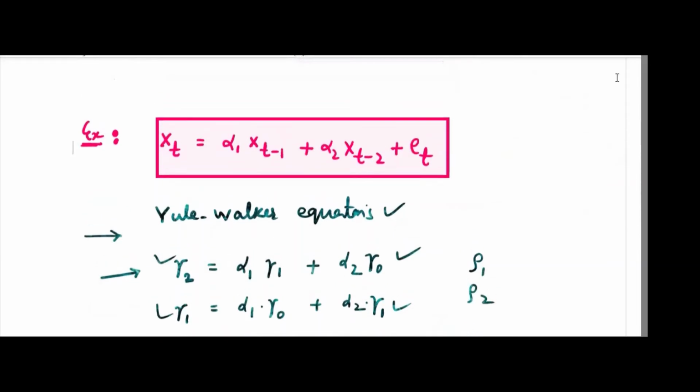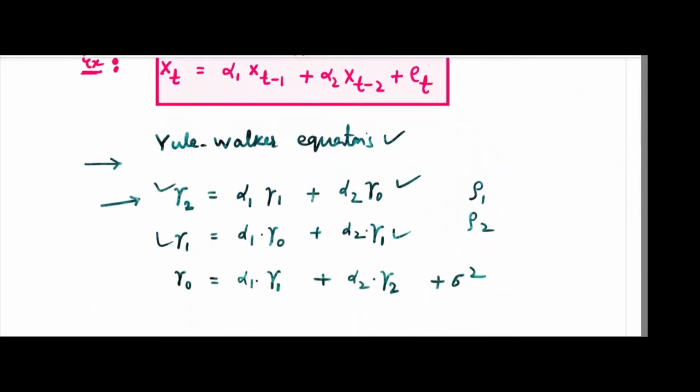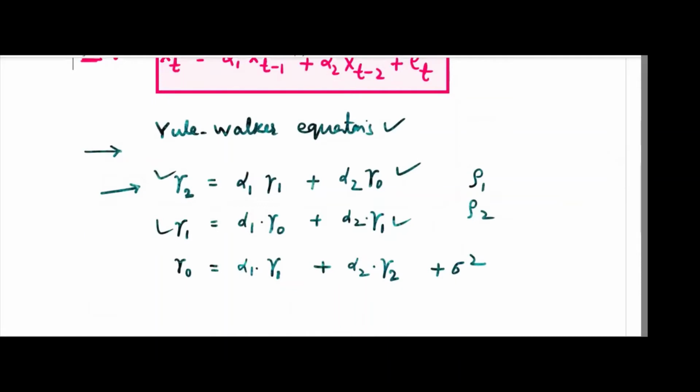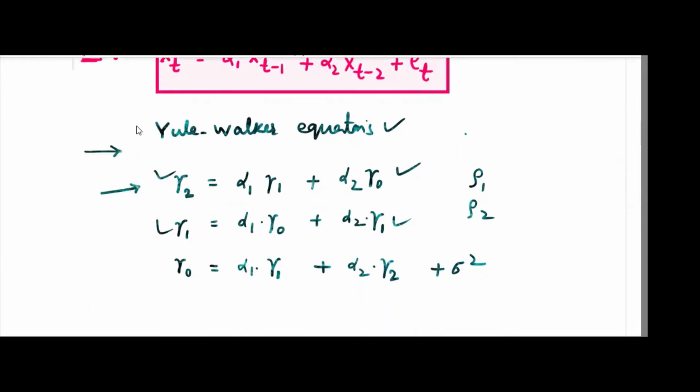Now suppose I add one more term. Will the complexity increase or not? It will not. That is what I want to say. Suppose I write the equation this way. I will write the equation here. I will make it AR3. xt I will write as alpha 1 xt minus 1 plus alpha 2 xt minus 2 plus alpha 3 xt minus 3 plus et.